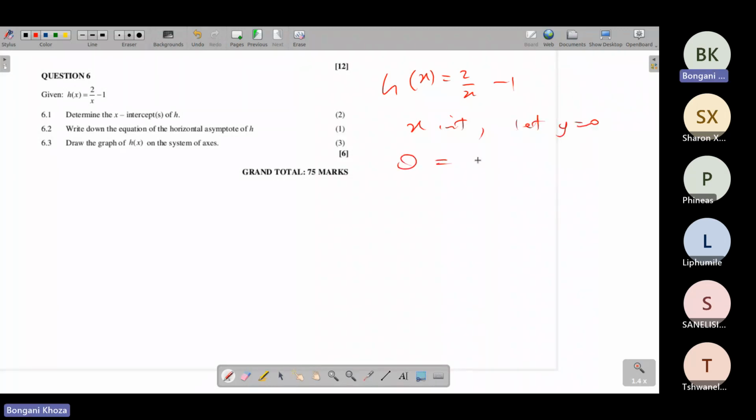So 0 equals 2 over x minus 1. This would be 1 equals 2 over x. You multiply by x on both sides, so you end up with x equals 2. So the x-intercept of h is going to be 2 and 0, and that's the only one you have. Right, any questions?